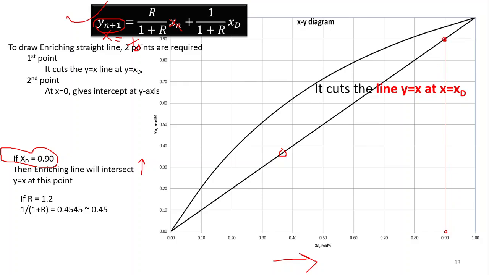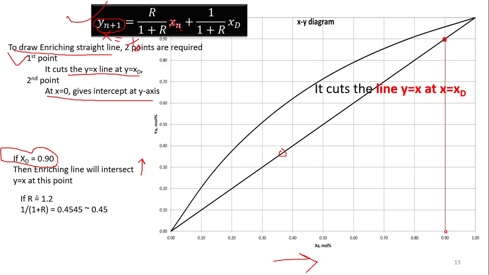Now the second thing: if you want to draw any straight line, for example the enriching line, we need 2 points. One point is given by this line, where it cuts y equals x at xd. This is the first point. We got this point just by knowing the xd value. We have to find the second point, which is the c, the intercept value. How can we get the intercept value? Just put x equals 0. If you put x equals 0, the other terms will be gone and only the c value will be there.